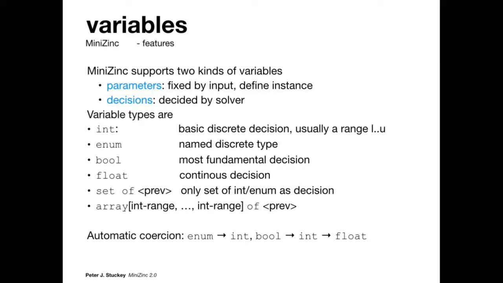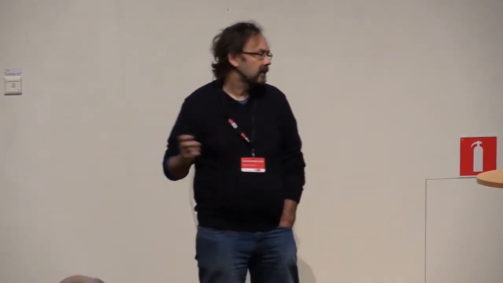And see, because now I realise that there's a missing line here, which is we also have strings. They're not allowed to be decisions, but they're allowed for parameters. They're typically used for output. And we get multi-dimensional arrays of any of the previous types. And there's coercion from ints, enumerate types to ints. Basically, whenever you use an enumerated type, you can think of it as an int, and bools can convert to ints to floats.